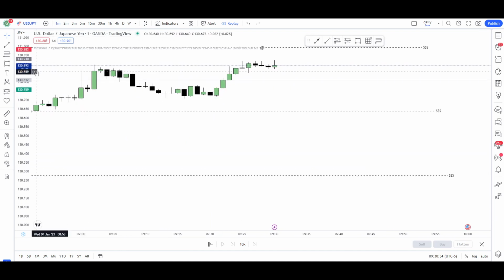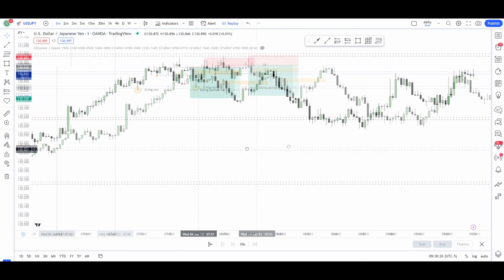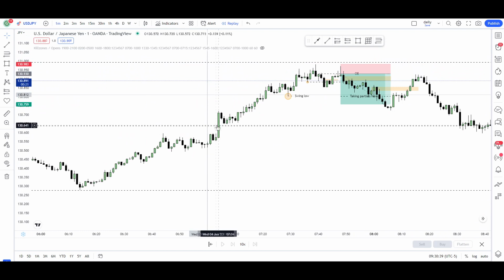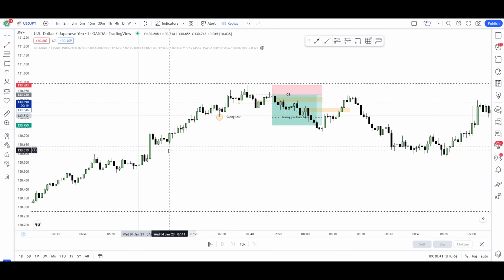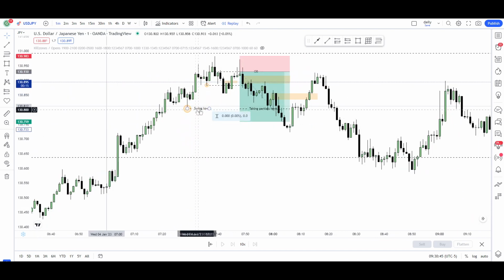If you go back down to the 1 minute chart, you see right here is the grab of liquidity. Then the market just goes up. As it goes up, I identify my swing lows. One thing to note for swing lows is to try to see it as a pattern. It's a 3-candle pattern.